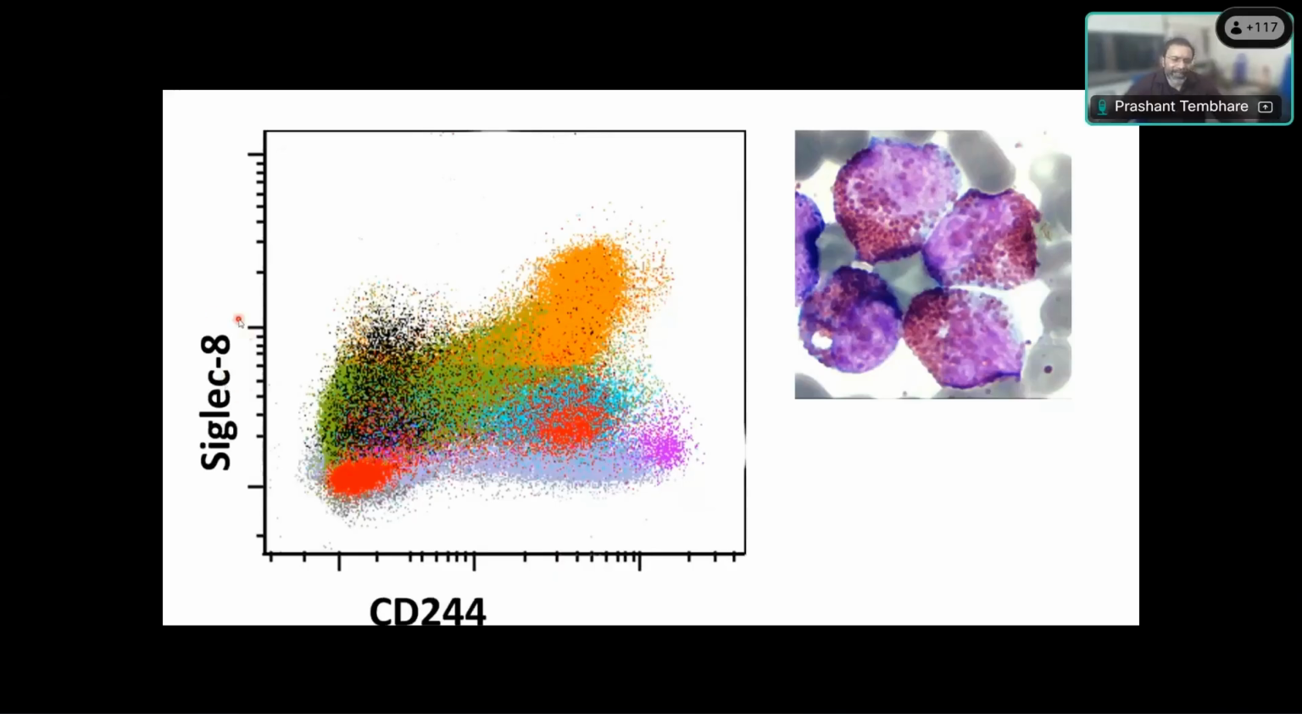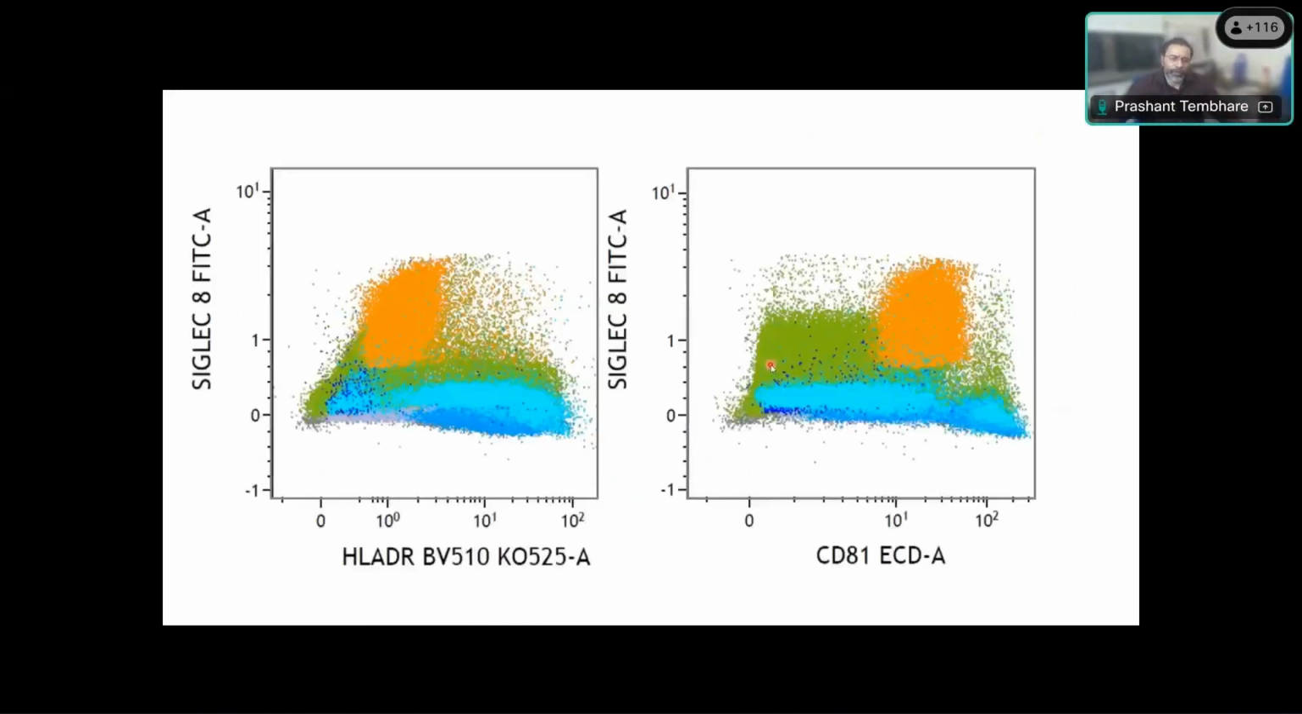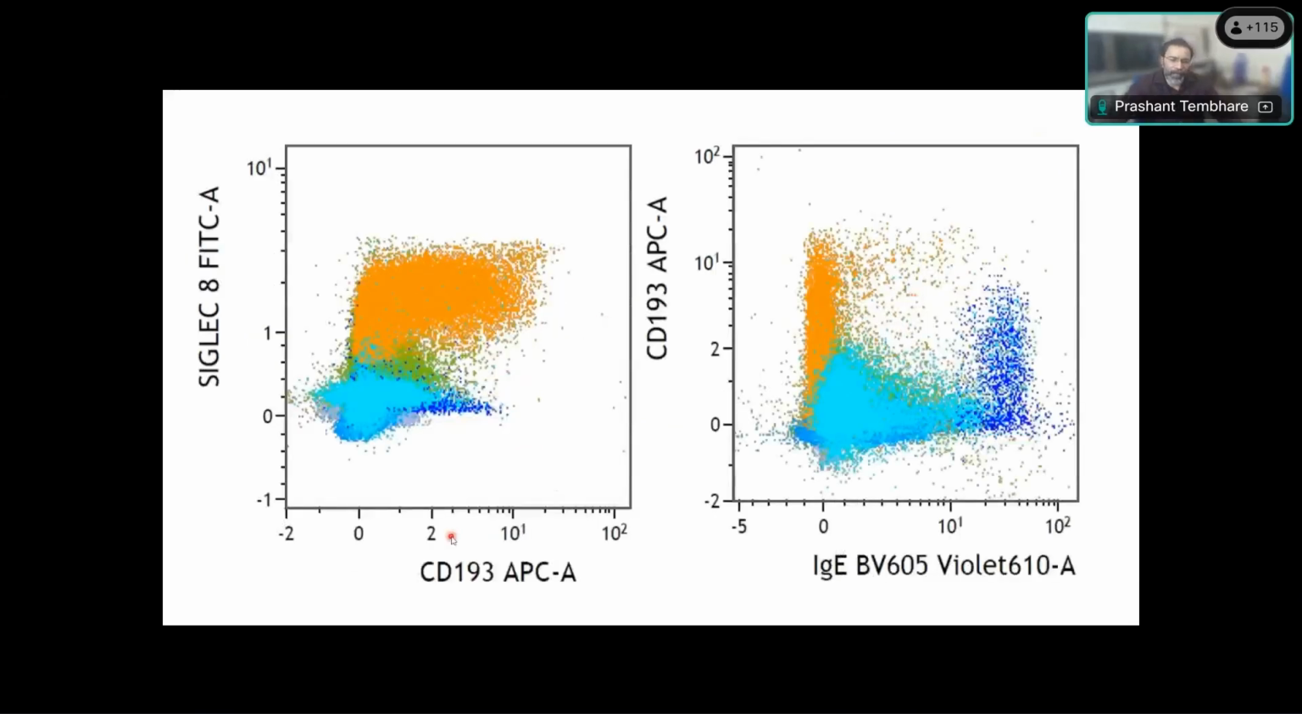So we use Siglec 8. Siglec 8 is a specific marker for eosinophils. It is strongly expressed on eosinophils, and we use a combination of Siglec 8 and CD244 to study eosinophils. Eosinophils are typically HLA-DR negative, Siglec 8 positive, and CD81 positive. Based on that, we can combine markers like Siglec 8, CD193 and IgE. We know that they express these. So using CD81, CD244 and Siglec 8, we can identify the eosinophil.